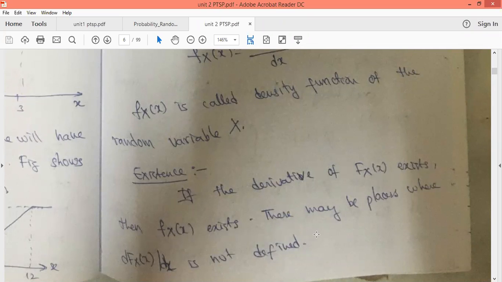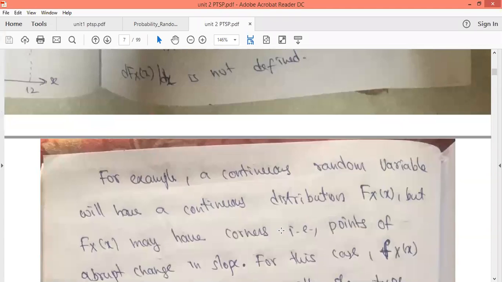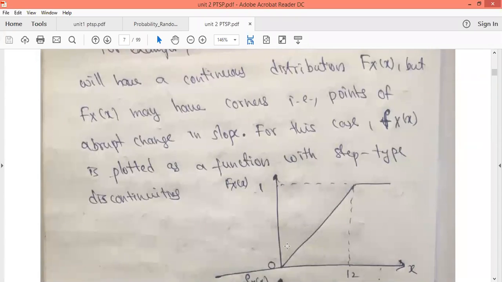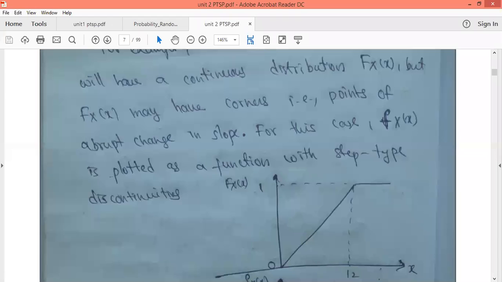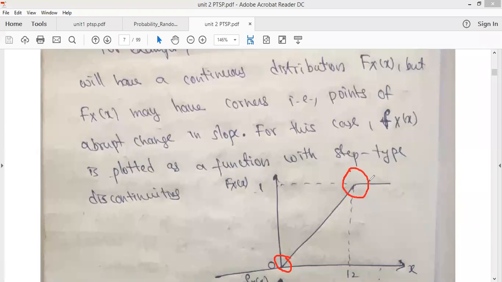There are some places where the derivative of F_X(x) is not defined. For example, a continuous random variable will have a continuous distribution function, the figure we have just discussed. So here at the corners, at these locations the derivative is not defined, because here the slope of the line changes suddenly. Because of that the derivative is not defined.